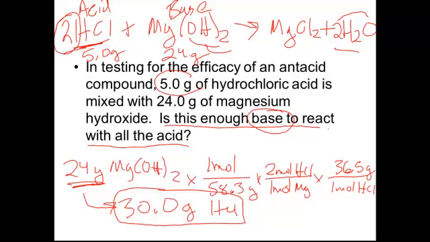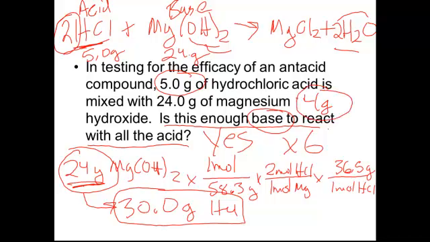Well, we've only got 5 grams of hydrochloric acid. These 24 grams will react with up to 30 grams of hydrochloric acid. So is this enough base to react with all of the acid? Absolutely yes. It's actually 6 times the amount of base you would need. So you would only need 4 grams of magnesium hydroxide to react with all of those 5 grams of hydrochloric acid.